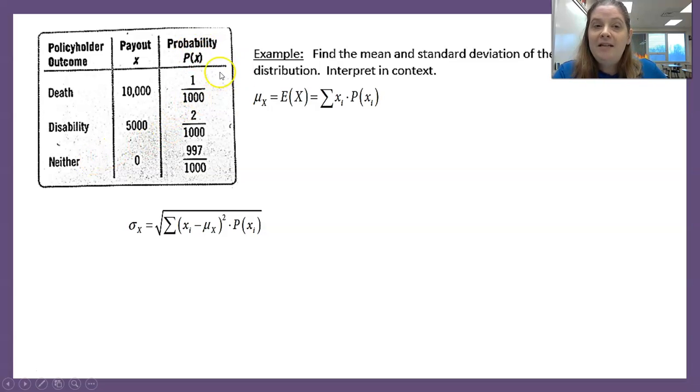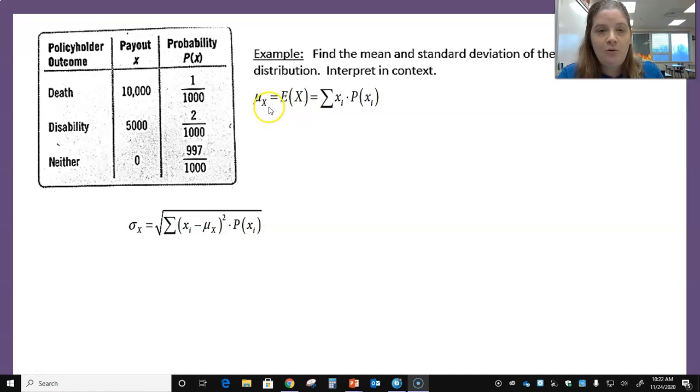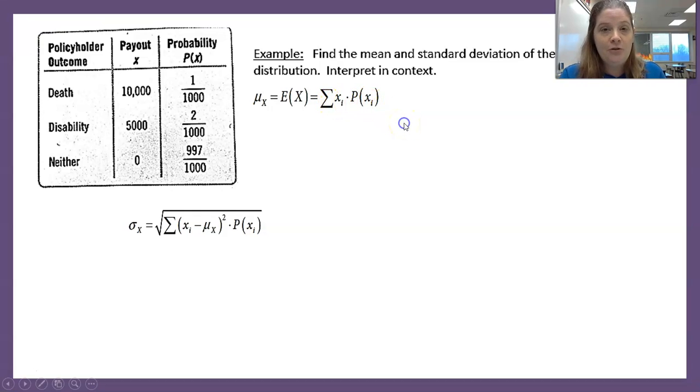Now, the probability of this happening, we have 1 over 1,000, 2 out of 1,000, and 997 out of 1,000. Notice those add up to 1,000 out of 1,000, or 100%. And the idea here is this is a long-term probability. The insurance company has noticed that they have to pay out once for every 1,000 customers, basically. The problem says find the mean and standard deviation and interpret in context. So I'm going to start off with this formula. The mean of x is E of x, the expected value, which is each x value times the probability of getting that x value. So I'm going to start with that first.